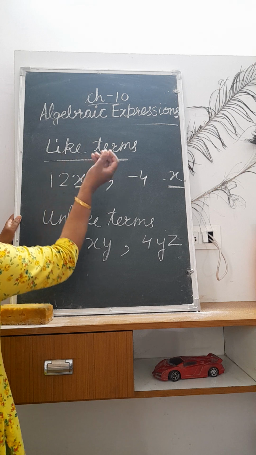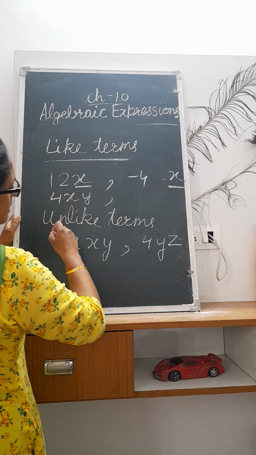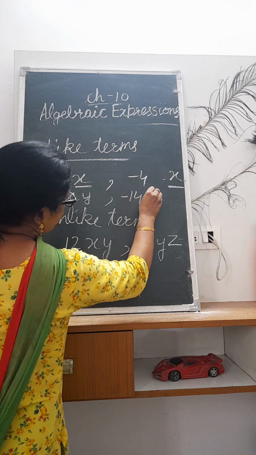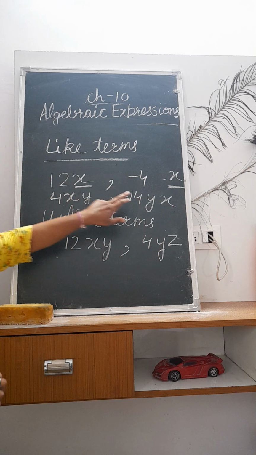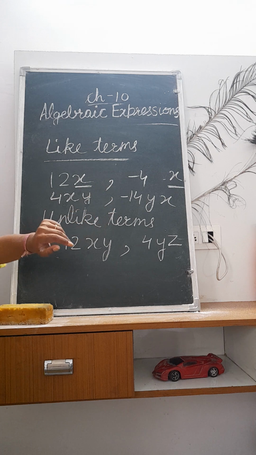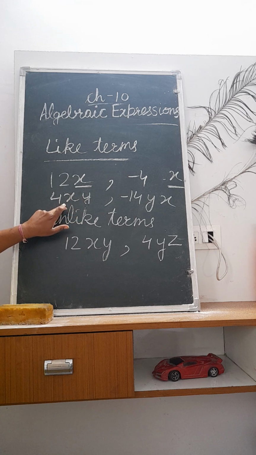One more thing: in like terms, if you have 4xy, sometimes it is written as minus 14yx. These are commutative; xy or yx is the same. As you see, 2 into 3 is 6 and 3 into 2 is also 6. It is commutative, which means these are like terms.